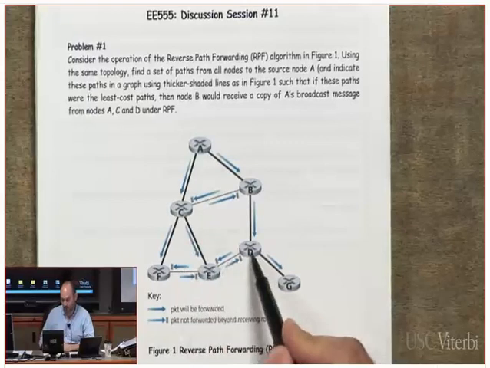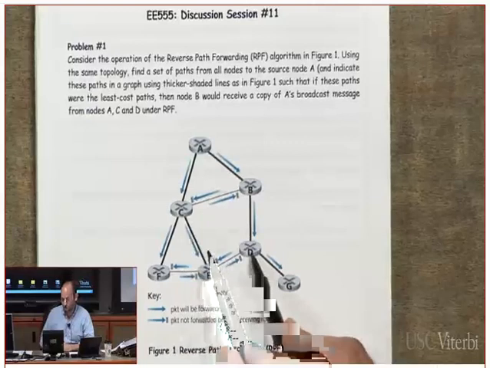Any questions? You don't agree? Tell me, guys. So the tricky part here is to find a set of paths from all nodes to the source A.